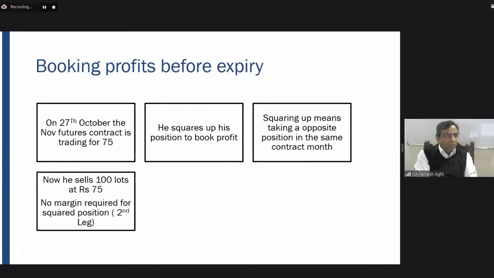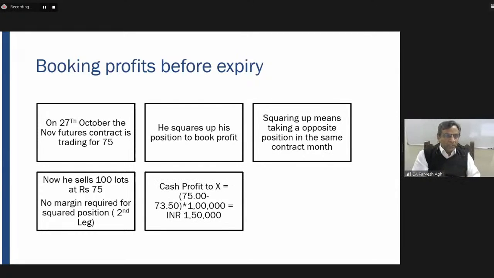Now he sells 100 lots at 75. No margin is required because it is a second position, second leg. Okay, for the squared position. So that means when he enters into a squaring up position, okay, he makes a profit. First he bought at 73.50. Now he takes a sell call on 75 by entering into another contract with someone else. So which means his position is making a profit of 1,50,000.